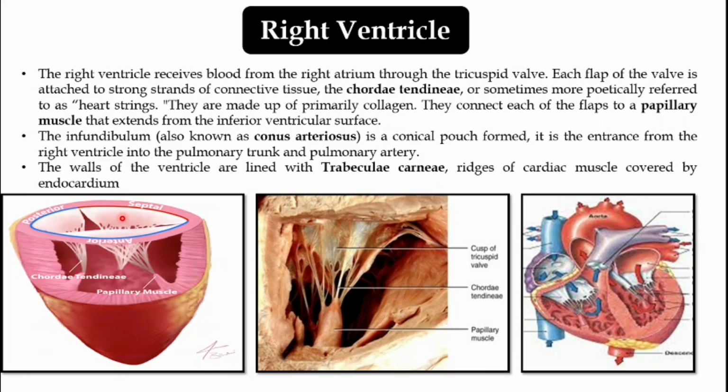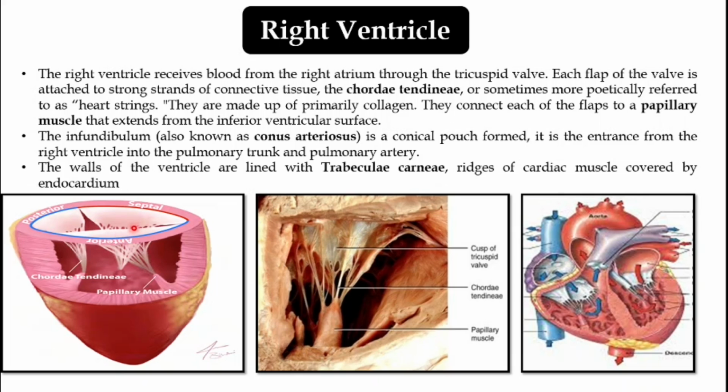So why do we call it a tricuspid valve? Because it has three cusps or flaps. That cusp of the tricuspid valve is known as the septal cusp, because it is present at the septum of the heart, and that cusp is known as the posterior cusp because it is present posteriorly, and that cusp is known as the anterior cusp because it is present anteriorly. So it has three cusps, therefore that valve is known as a tricuspid valve.